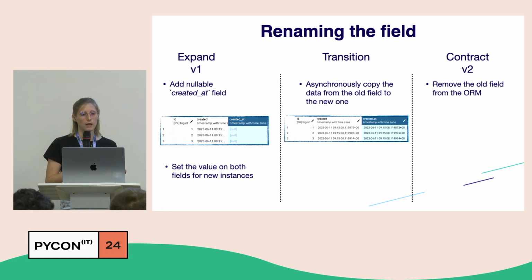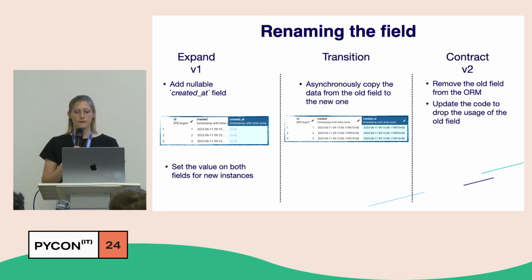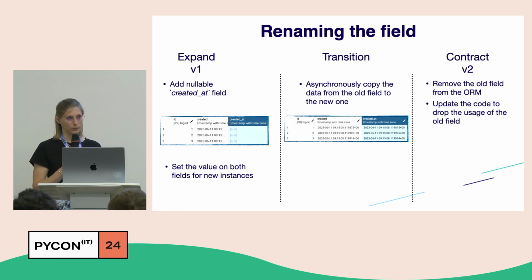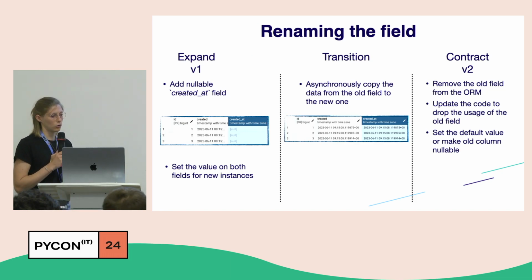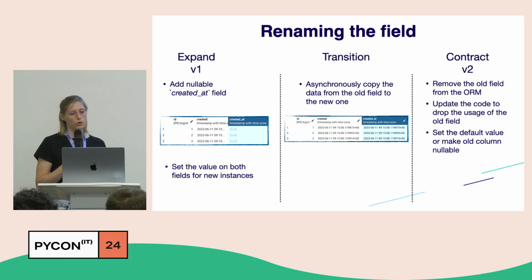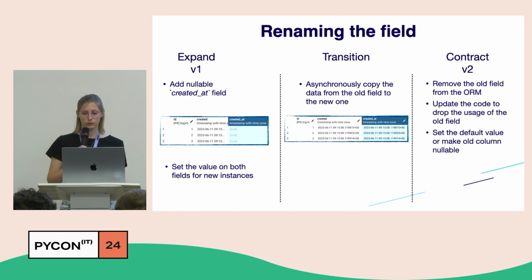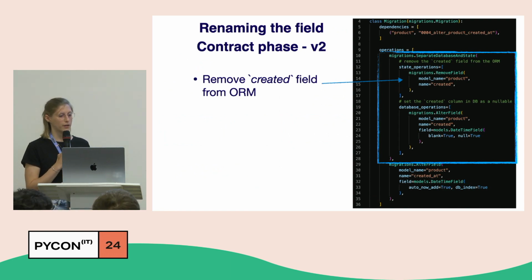target version V2. So on this version, we need to remove the old field from the ORM and from the code, as we don't want to use it anymore. But we cannot remove it from the database because it's still used by the previous version V1. So instead, we need to ensure that the old created column is nullable or have a default value. So to perform those actions, we need to separate the database and ORM changes.